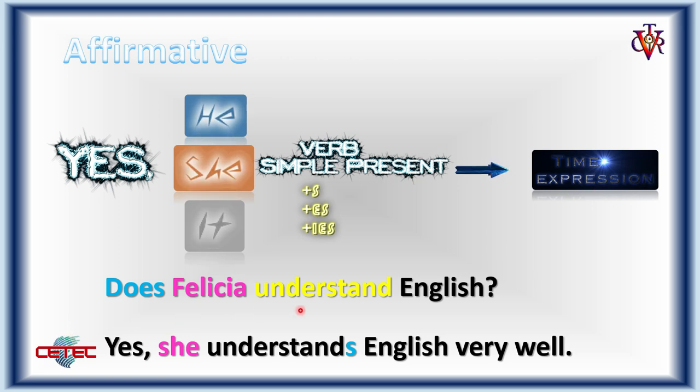Does Felicia understand English? Now, it's a question. Felicia is a girl, so they use does. Understand is the verb. English. The answer is yes, she, because Felicia is a girl, she understands. Understand ends with d, so we have to add s. And the complement, English very well.